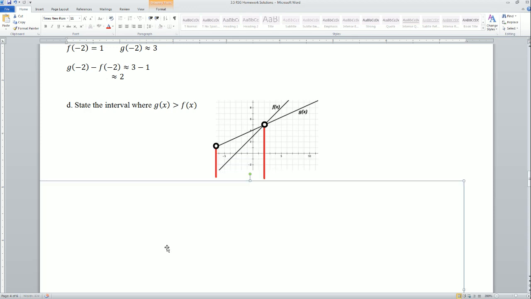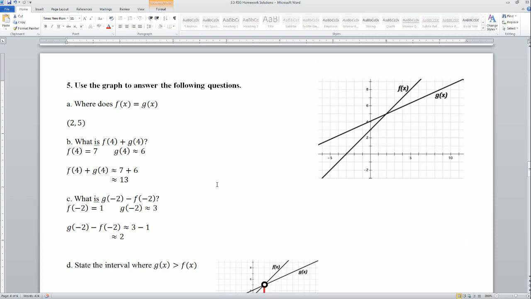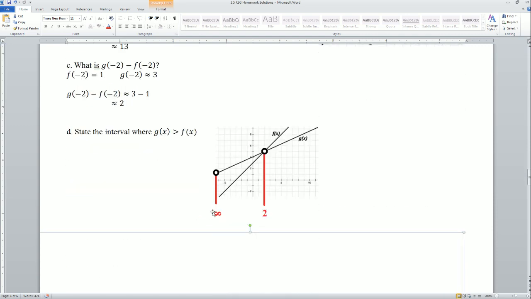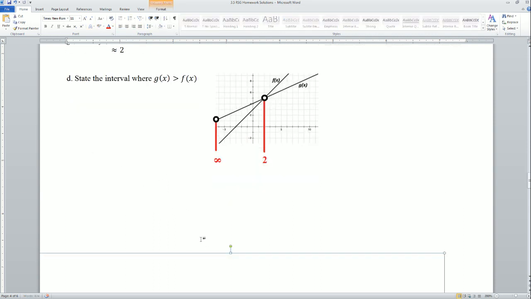Right? D, state the interval where g of x is greater than f of x. So f of x here is big at this point. So it goes from, because here it's weird, I think it goes on forever. So that's why I treat it as infinity. Okay? And it goes all the way to 2. Right? Then it switches. So I would say it goes from negative infinity to 2. Okay? That would be the interval.